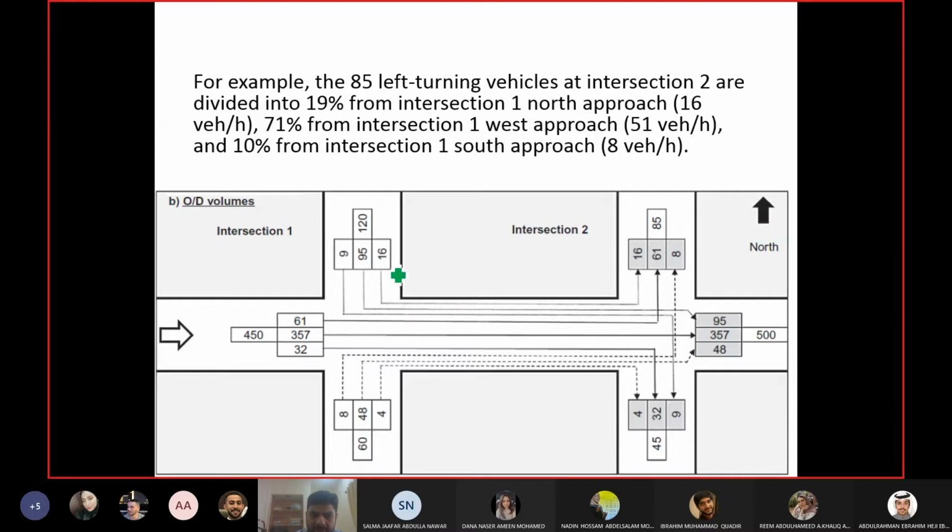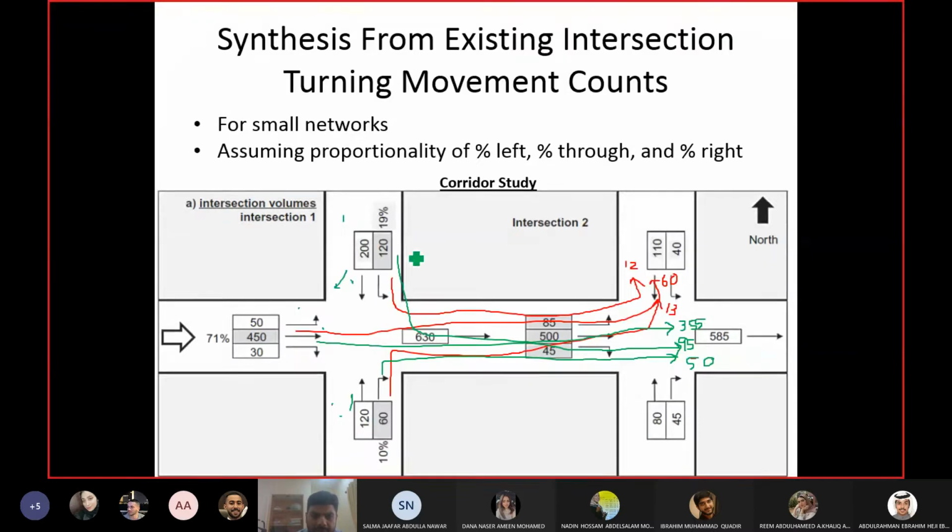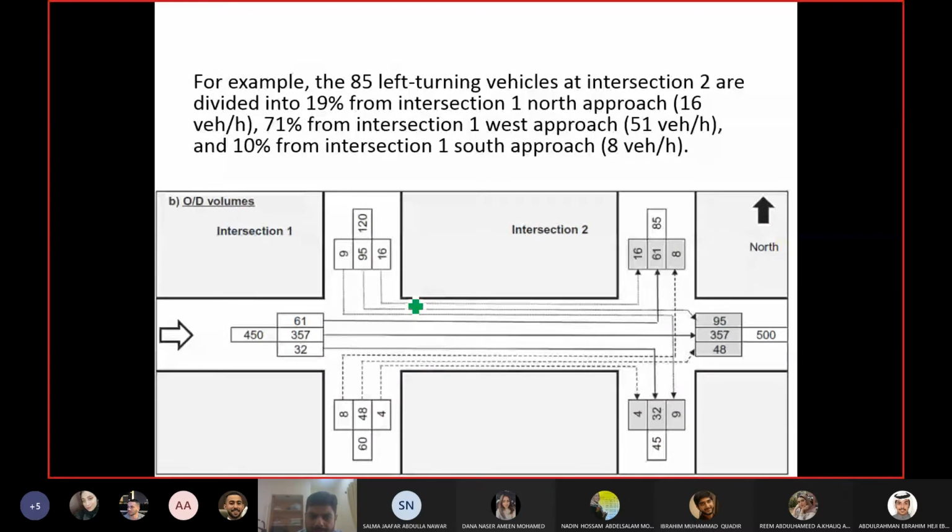So these are the percentages. For example, this is 16. We had a total of 120 which are going in this direction from here, 120 which are taking the left turn from here. Out of this 120, somebody told me this is 12. Is this 12 or not? Let me check it myself. It is 16, doctor. 16.